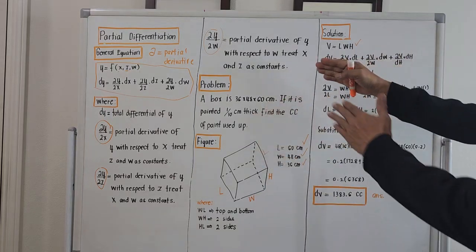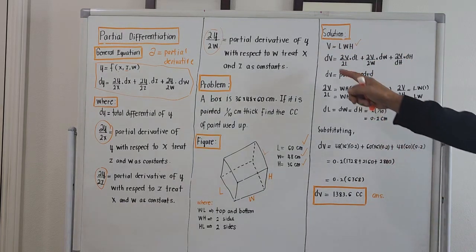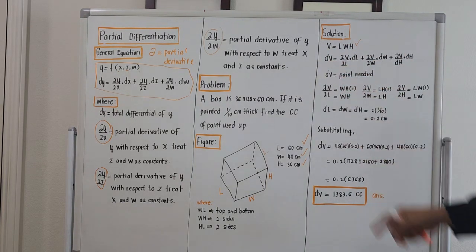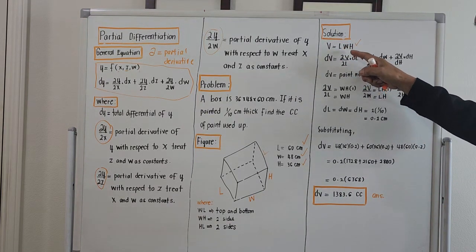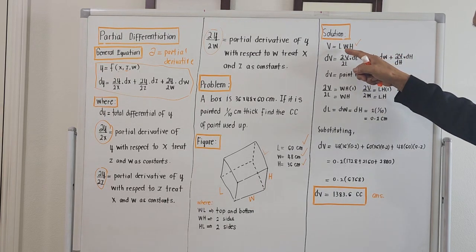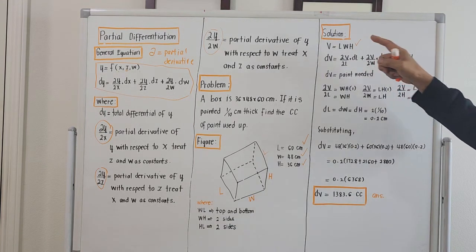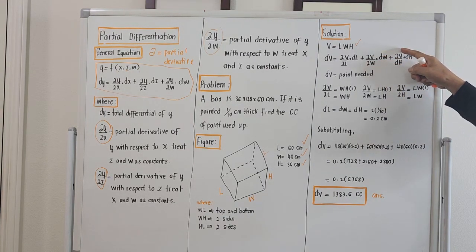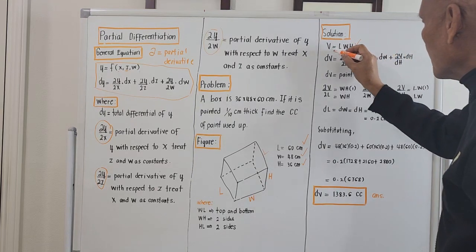So if we try to take the total differential of this, it is three variables, right? So the total differential dV will be equal to, we have to differentiate this volume here with respect to L first. So partial derivative of volume with respect to L times dL. The next one will be the partial derivative of the volume with respect to the second variable W times dW. And the third one will be the partial derivative of the volume with respect to height, the third variable, times differential height. So this is actually the formula on how to get the volume of the paint that is needed.